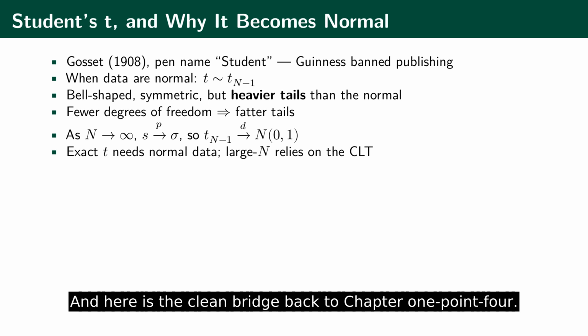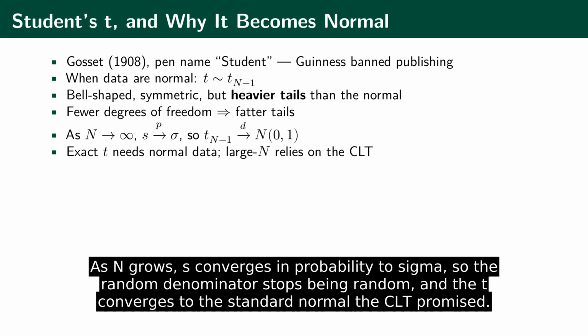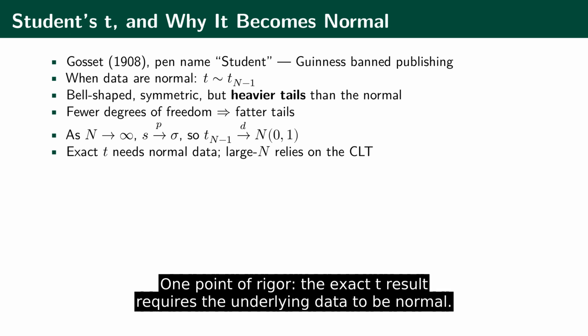And here is the clean bridge back to chapter 1.4. As n grows, s converges in probability to sigma, so the random denominator stops being random, and the t converges to the standard normal, as the CLT promised.